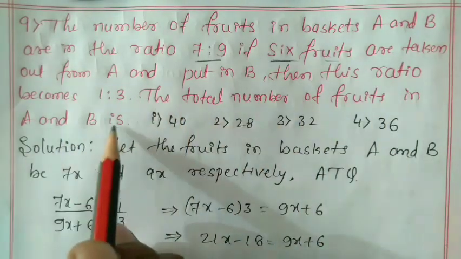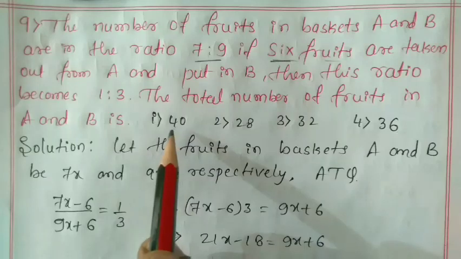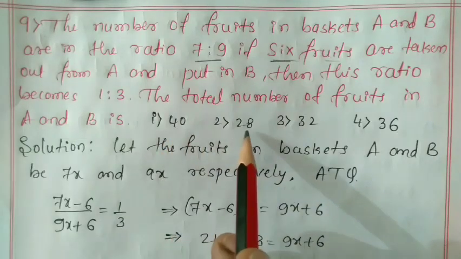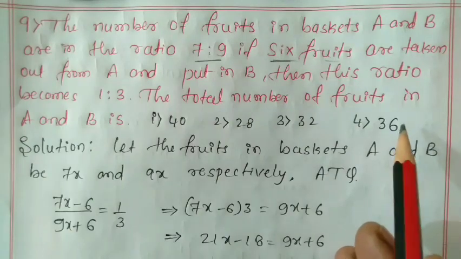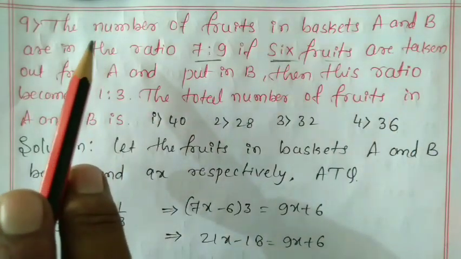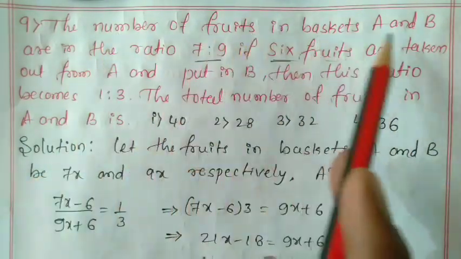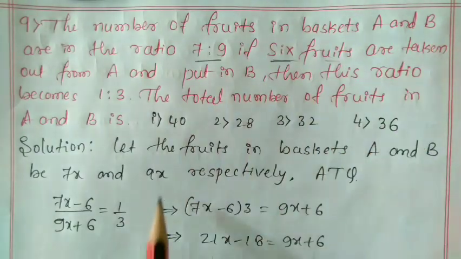The total number of fruits in A and B is how much? And the options are: first one is 40, second one is 28, third one is 32, fourth one is 36. Okay, so what is the question? Number of fruits in baskets A and B.